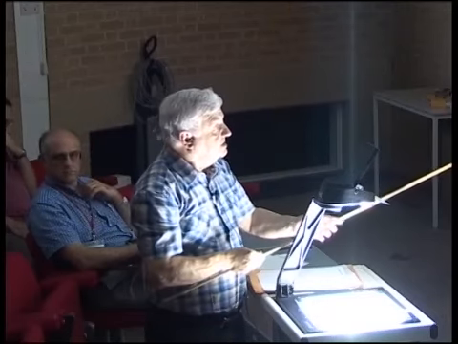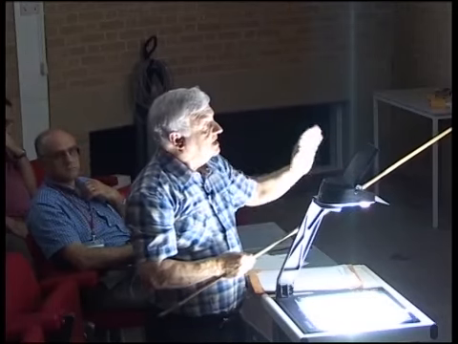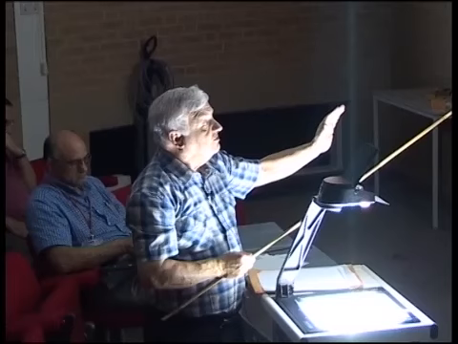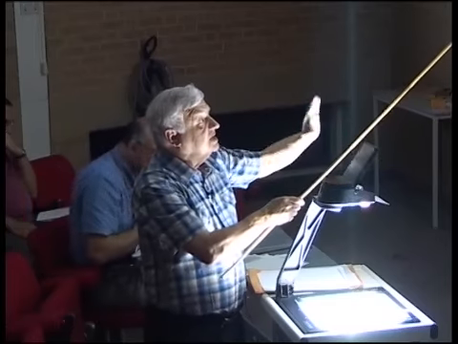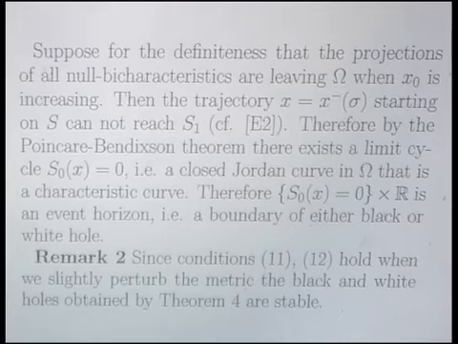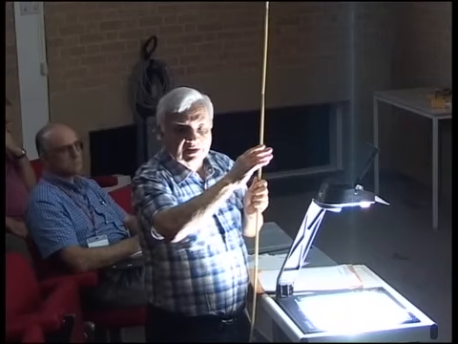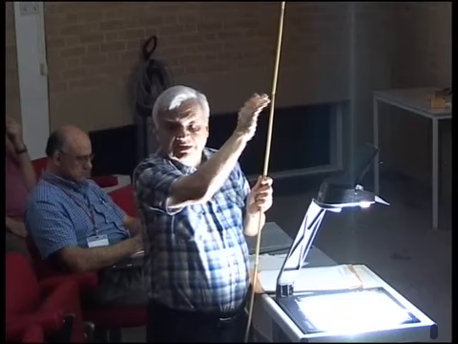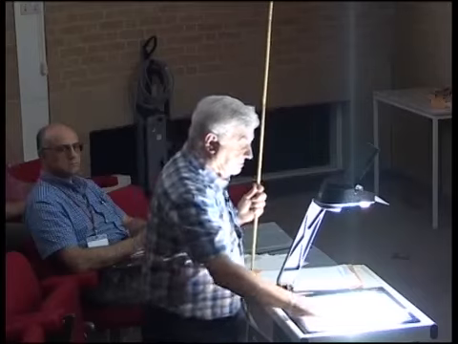And a remark, which I will use later: the conditions of this theorem are stable under perturbation of the metric. If it was non-characteristic, the closed curve will also be non-characteristic. If you have a strict inequality, it will also be a strict inequality. So these black or white holes are stable under perturbation. If you perturb, they still persist.